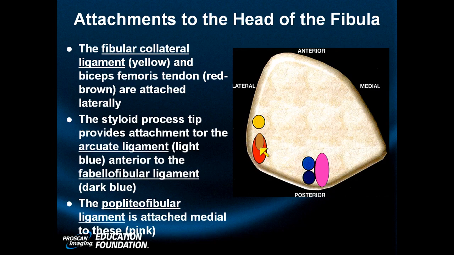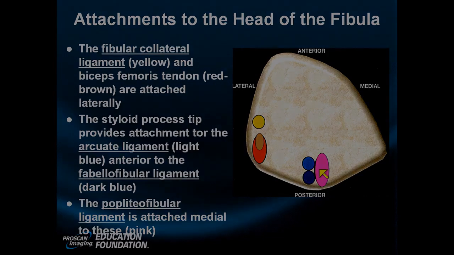Then we've got the arcuate ligament. The arcuate ligament is indicated in light blue here, anterior, and behind it, in patients that have it, the fibular-fibellar ligament. If this is big, that's little. If that's big, that's little. And then finally, we have in pink another very important structure that has been overlooked until the last 4 to 5 years, the popliteofibular ligament, which is an important stabilizer and gives rise to the mermaid sign.